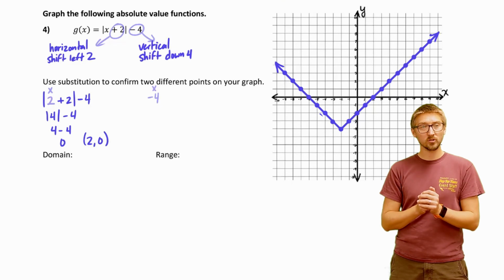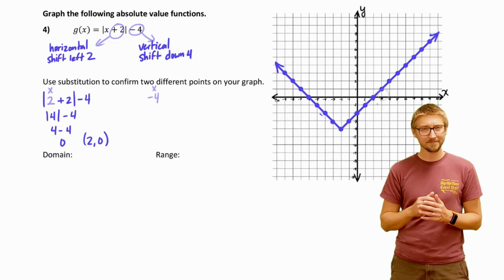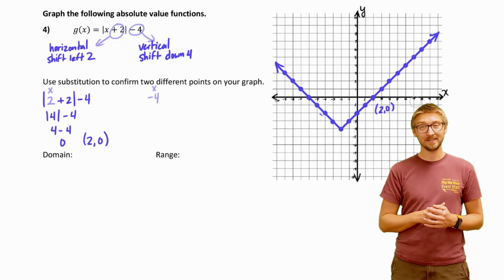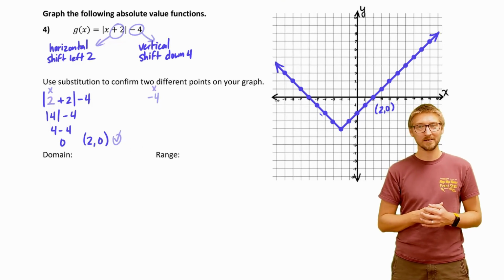So this point should happen at (2, 0), and if you go to the graph and you find (2, 0), it is on this V. And so we nailed it, or at least one of those points is correct. It would be helpful if we checked maybe another spot, just in case we feel uneasy.